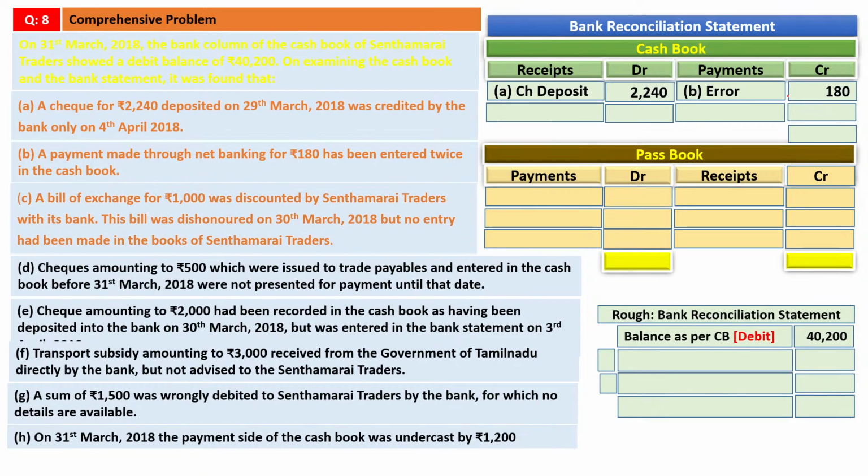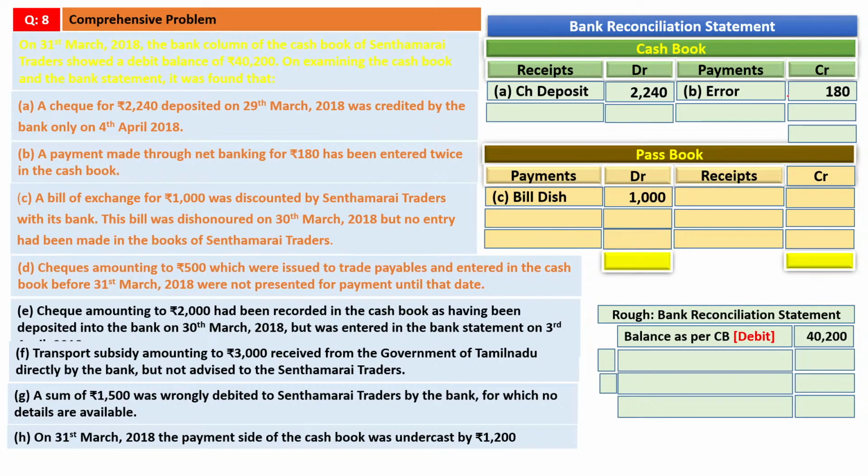And C being a bill of exchange for rupees 1000. A bill of exchange for rupees 1000 discounted by Sindhamari traders with its bank. The bill was dishonored on 30th September 2018, but no entry has been made in the books of Sindhamari. Dishonor means a payment entry in the passbook. They thought this money may be collected but it was not collected, so it's a payment entry. But it's not recorded in our payment side. In our cash book payment side, it's not recorded.